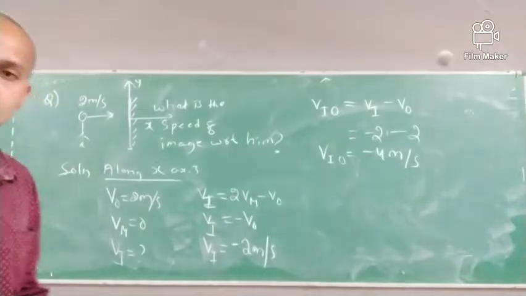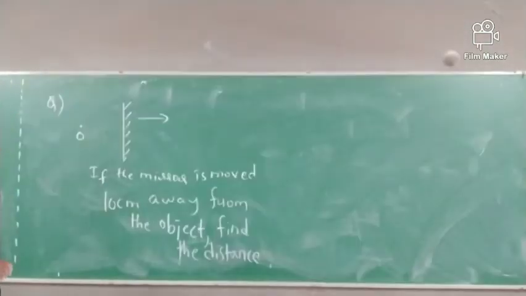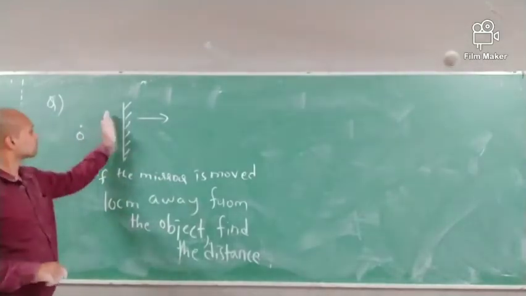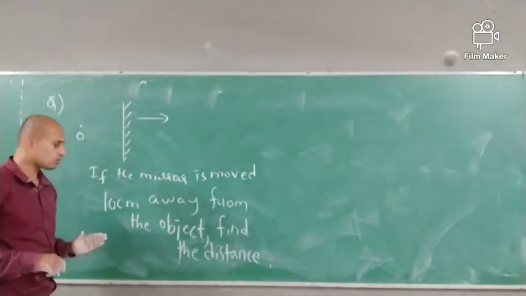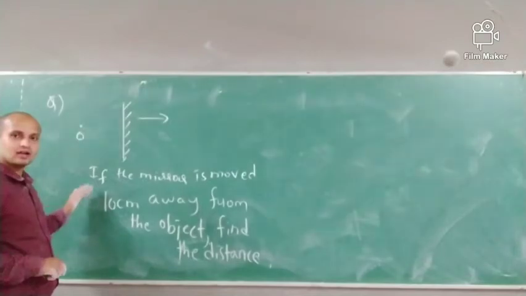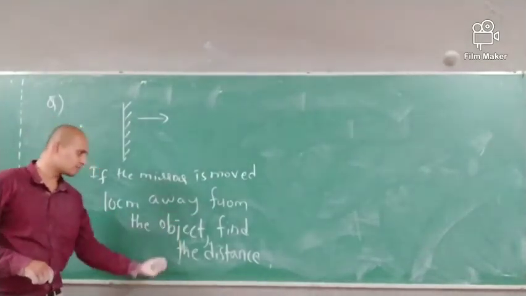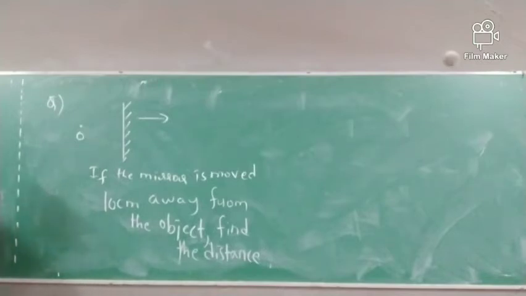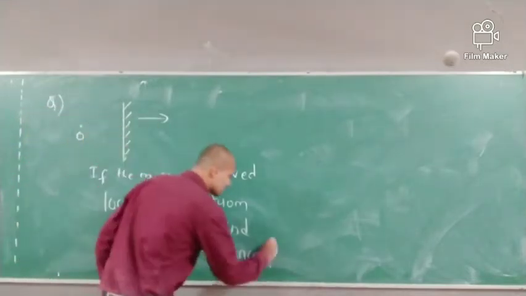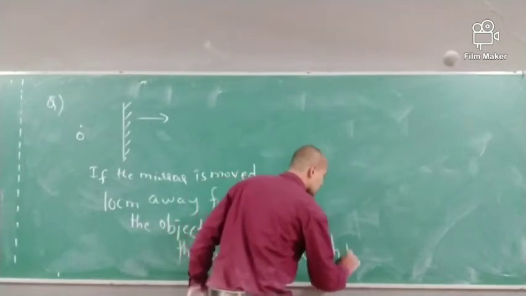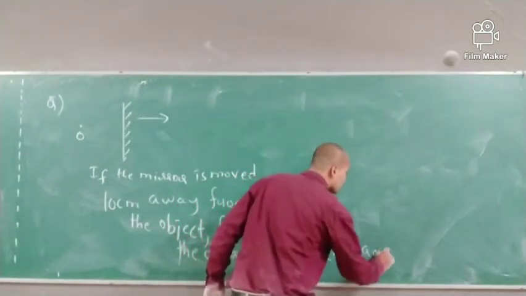Nothing complicated. Okay guys, another question. Think that an object is at rest. Mirror is moving forward. If the mirror is moved 10 centimeter away from the object, find the distance by which the image will move.